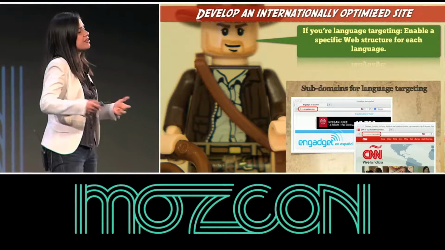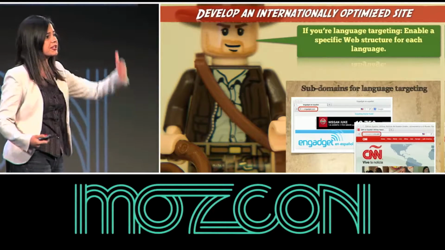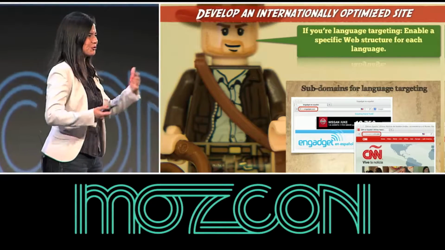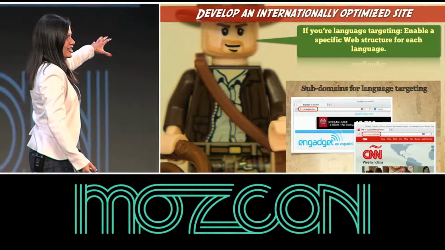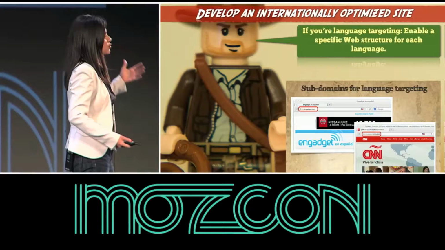On the other hand, we have Engadget or CNN. You see how they are doing this with subdomains because it's much better for them. They don't have popularity issues or need to grow popularity, and they prefer this in order to have independent entities where they will be able to index much more content.